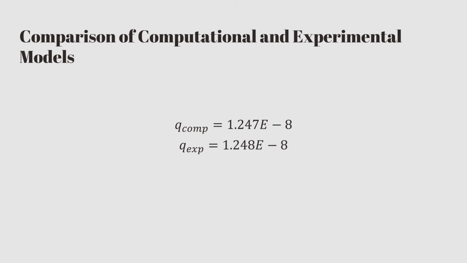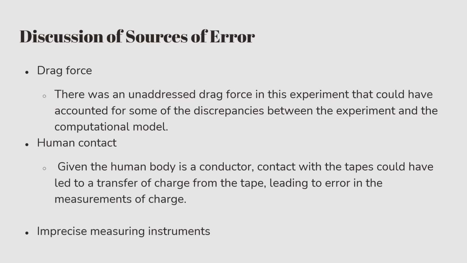So the comparison, the charge from the computational model and the charge in the experimental model are actually quite similar. They're only off by a small fraction of a number, but that does mean that there was something not inherently wrong, but different in our experiment versus in the computational model. To discuss that a little bit further, our experiment ignores the drag force. There could have been some AC or something running which causes some wind to move against the pieces of tape, which could have accounted for some discrepancies.